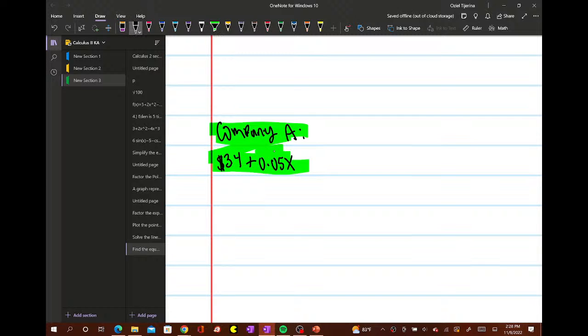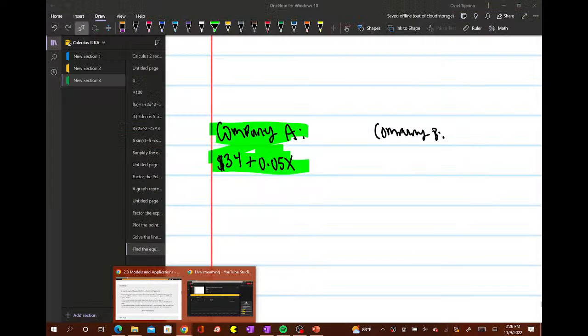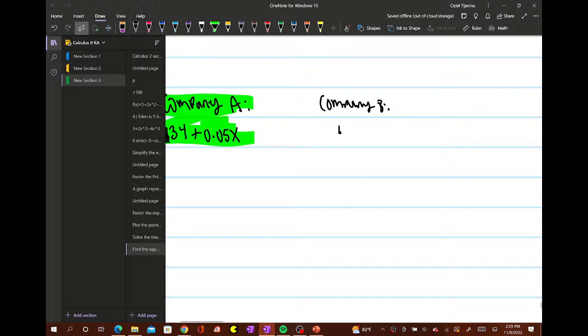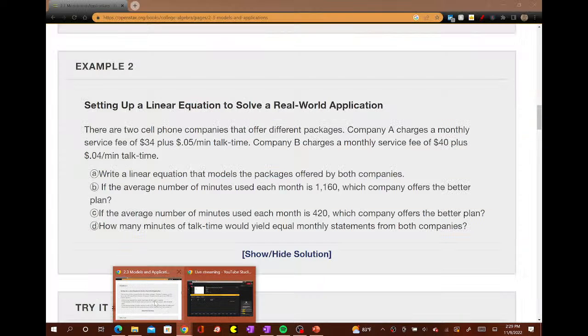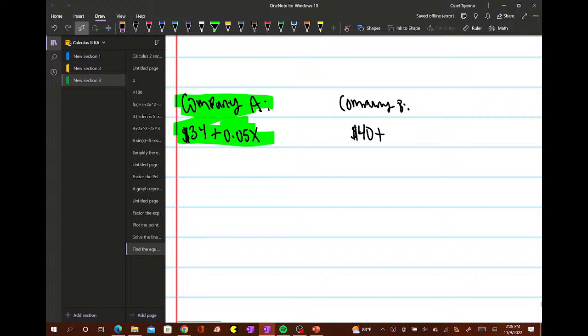And then company B charges, let's see here, a monthly service fee of $40, right? So this one would be $40 plus, and it says $0.04 per minute talk time, so 0.04x.